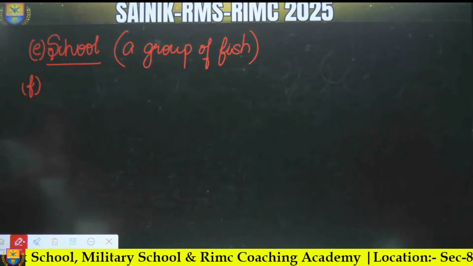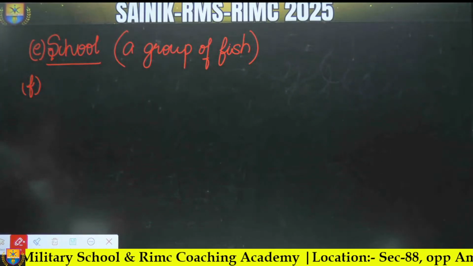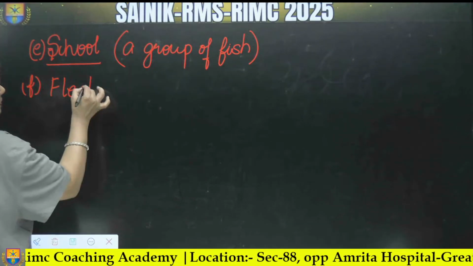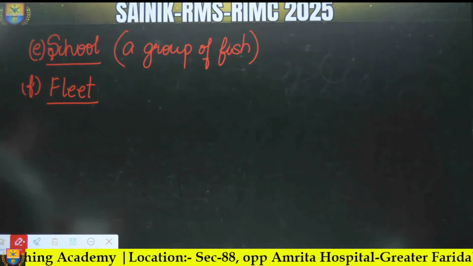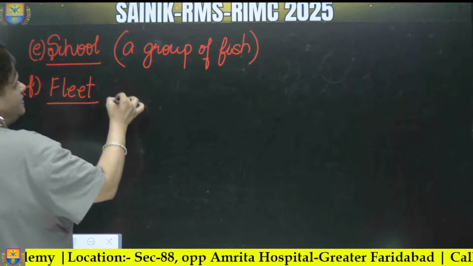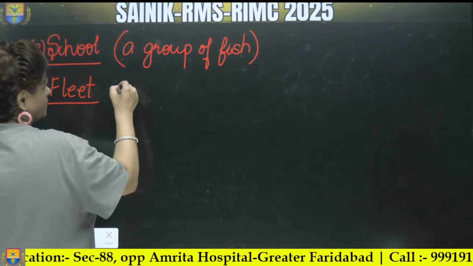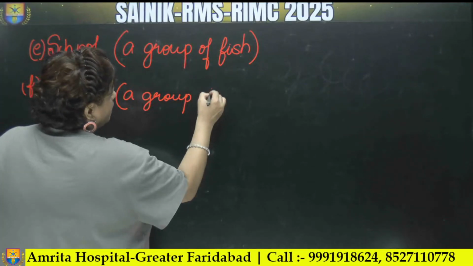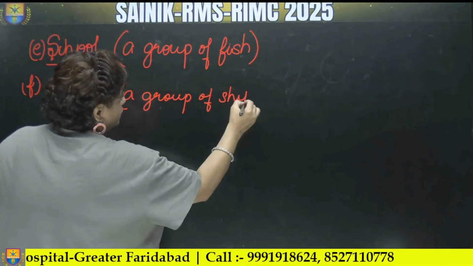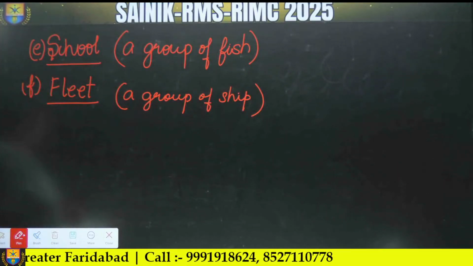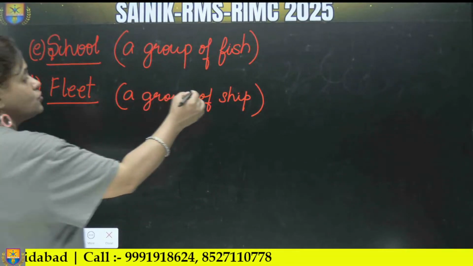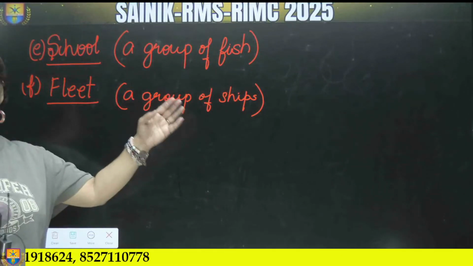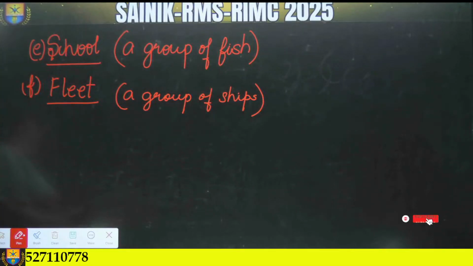These are the collective noun words we are reading right now. Fleet. Again, it's a group of words. So when do we use the word fleet? When we see a group of ships together, we will say it as a fleet of ships. Fleet of ships.